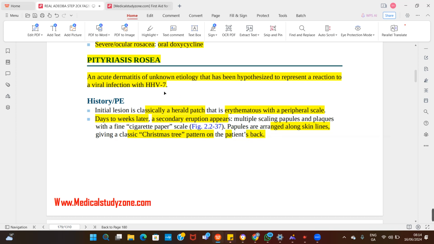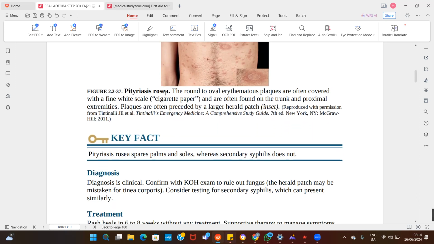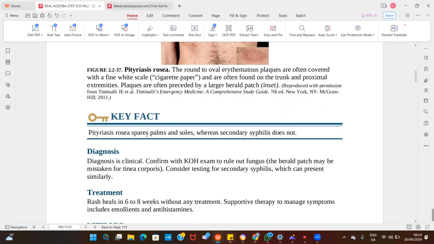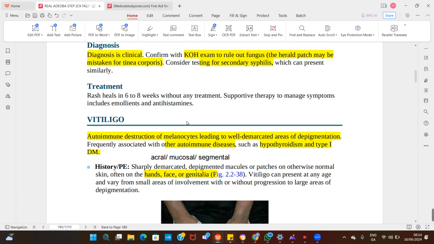So don't forget it's due to human herpes virus type 7. What do you want to do? You don't need to do anything. And don't forget it spares the palm and the sole, unlike syphilis. So you don't need to do anything. The diagnosis is clinical. Sometimes you might need to do a KOH mount to separate it from tinea corporis, and also maybe your VDRL test or treponemal antibody test to separate it from secondary syphilis.